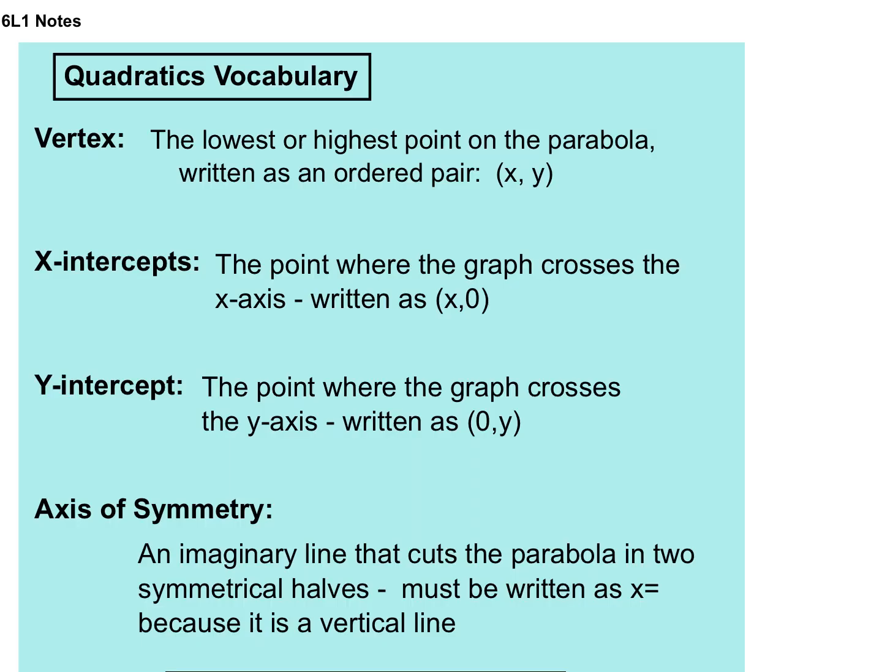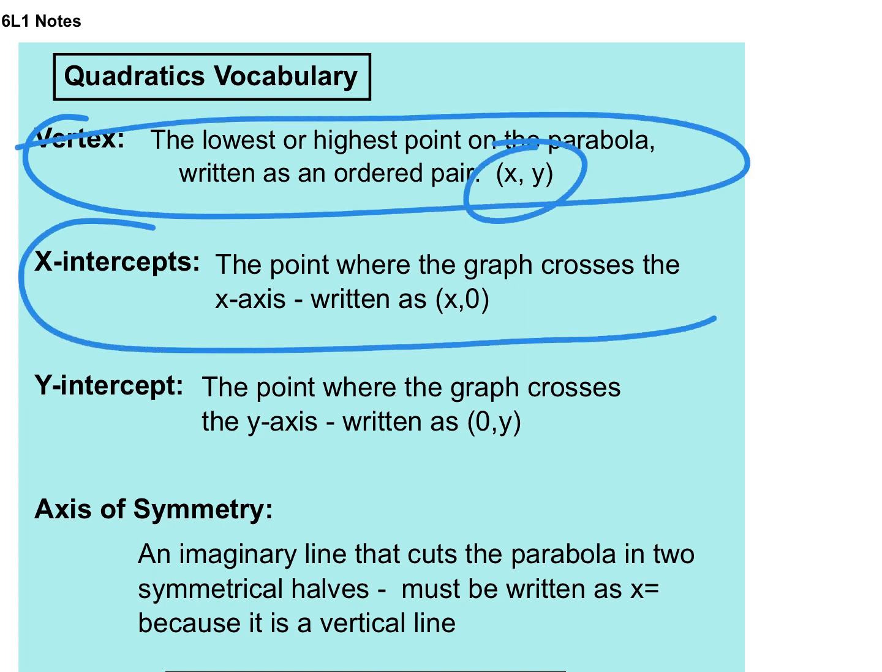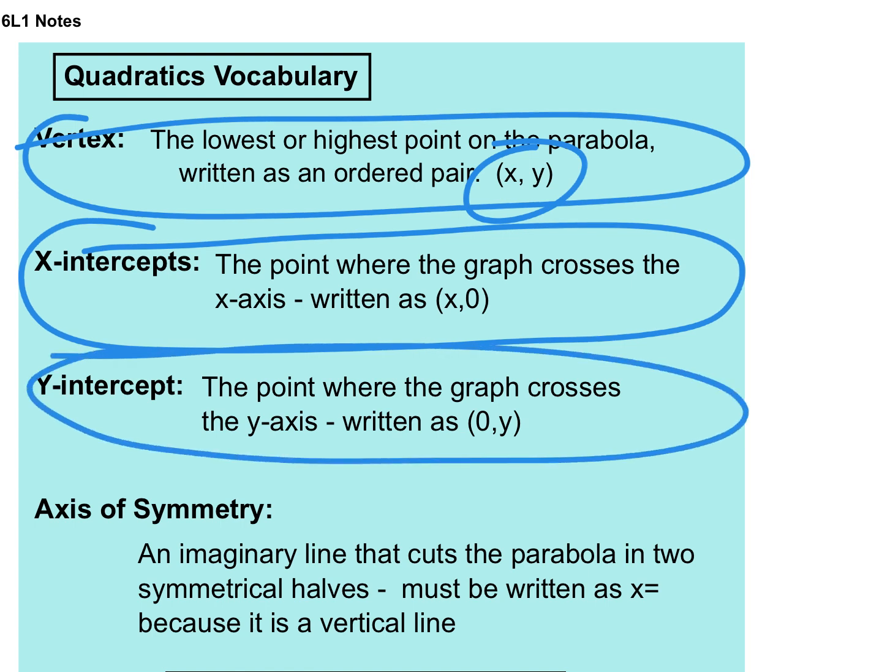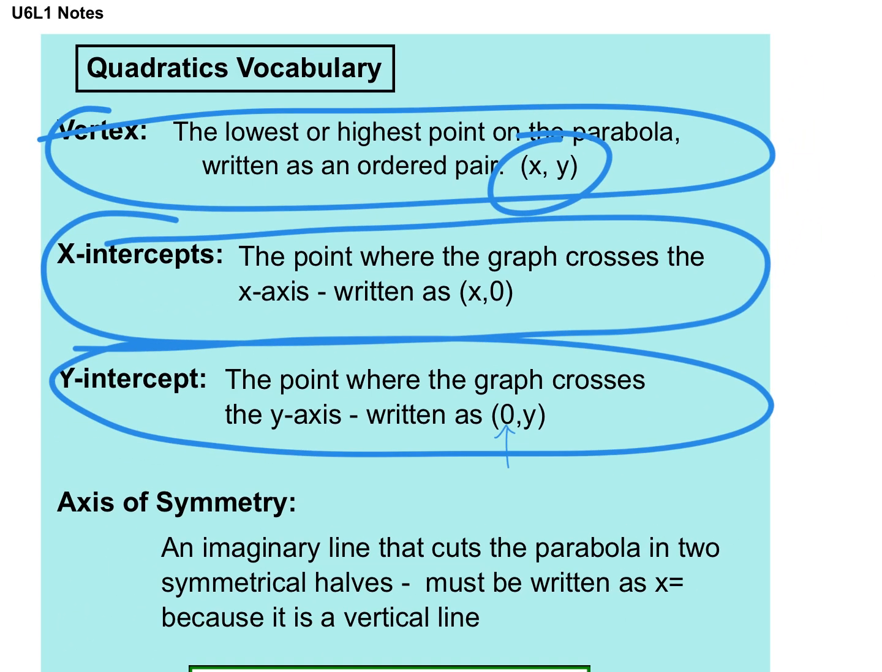The quadratics vocabulary, you're supposed to know what vertex is, the highest or the lowest spot. It's written like this. The x-intercepts, that's the places where it touches the x-axis. The y-intercept, that's where it hits the y-axis. Notice that it's x equals 0. I do this in pre-calc all the time. The x-intercept is where y is 0. The y-intercept is where x is 0. You see how they kind of go opposite each other?